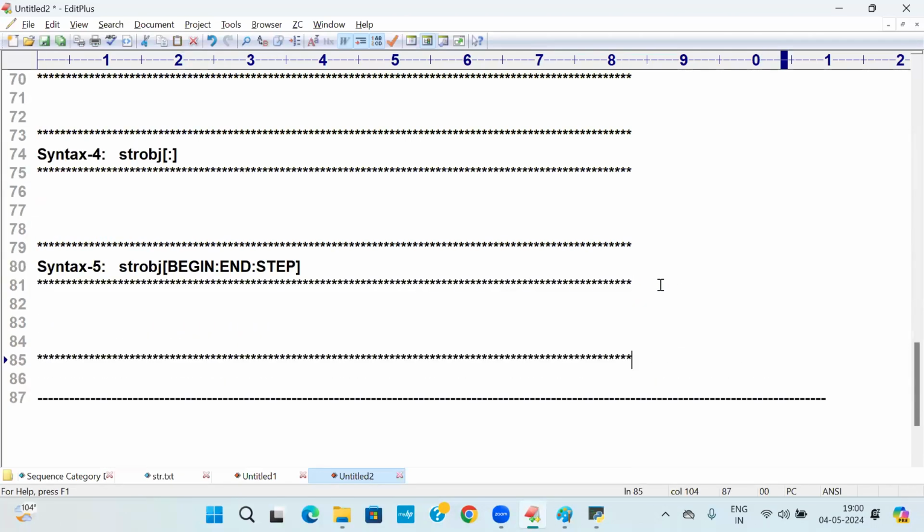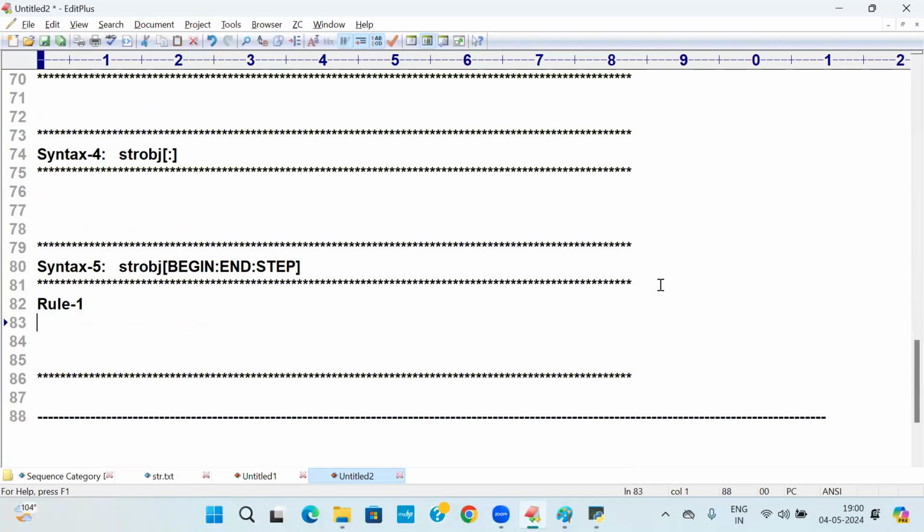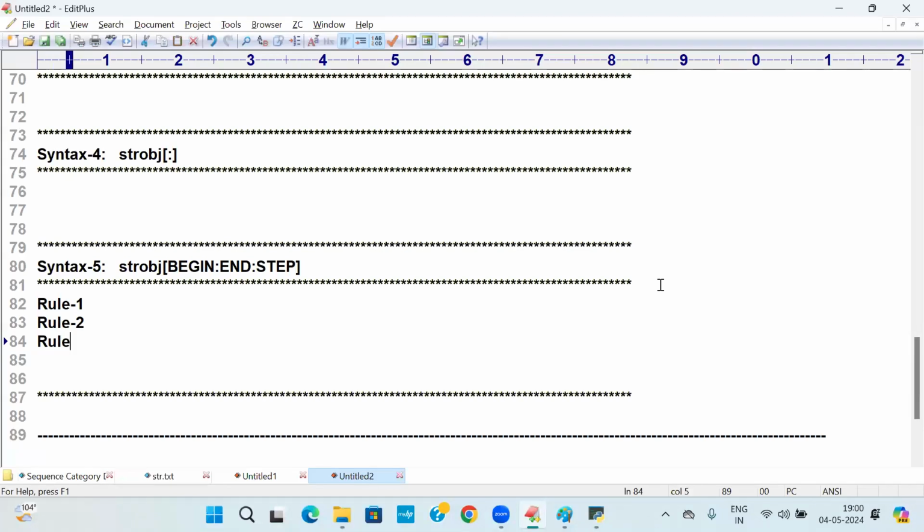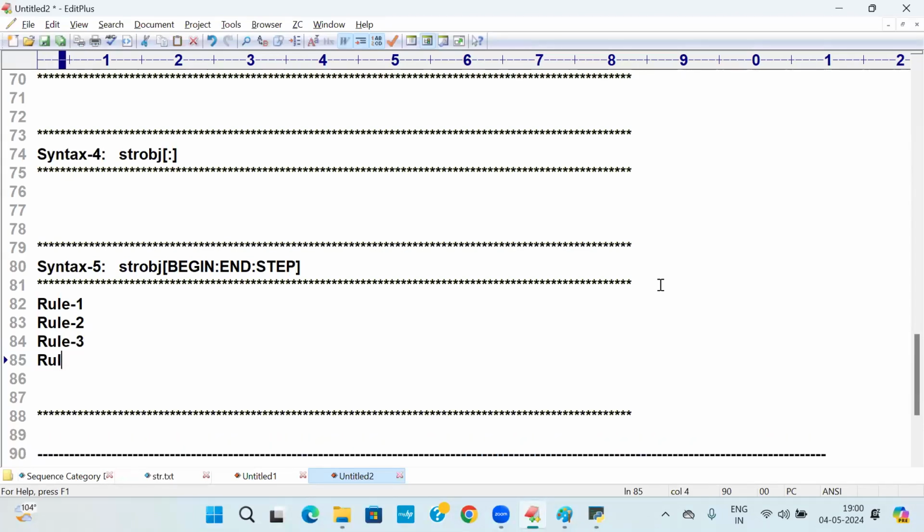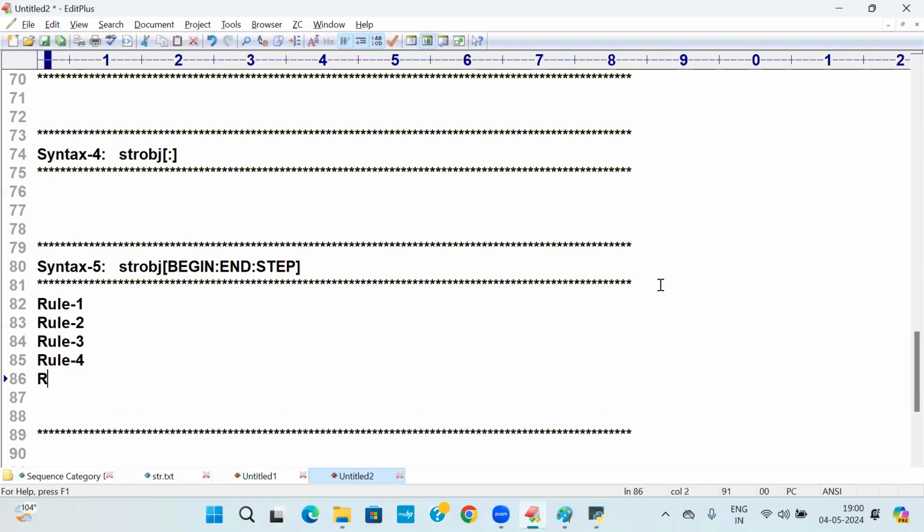And followed by what? Under that, rule 1. Under that, rule 2. Under that, rule 3. Under that, rule 4. Under that, rule 5. These many things. Even if you search the internet, you will not find them, except in my notes.